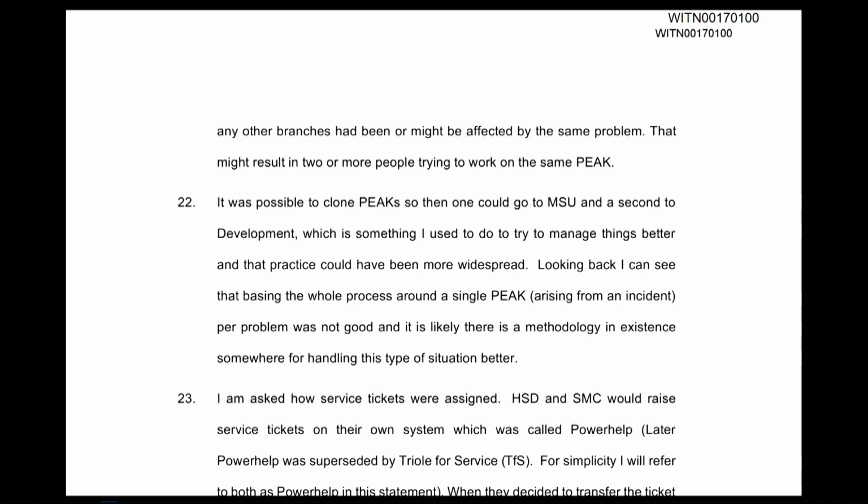Well, if a peak comes in, yes, it's a new system problem. We identify where it is. We send it off to development to do something with it. So strictly speaking, at that point, it's off my desk. I don't need to do any more about it. But that is not always sensible, because it's not picking up on further occurrences.